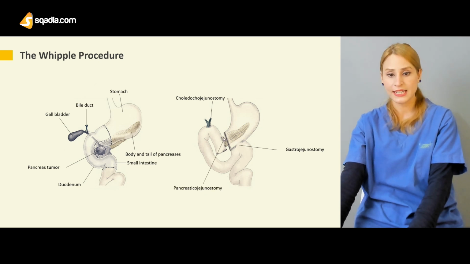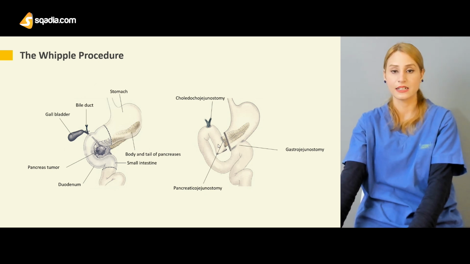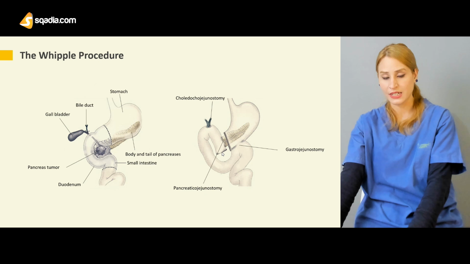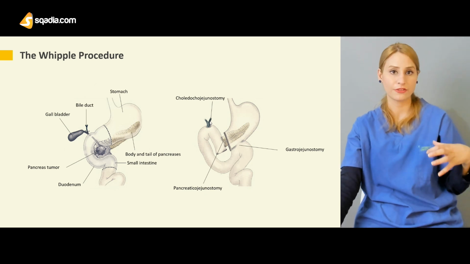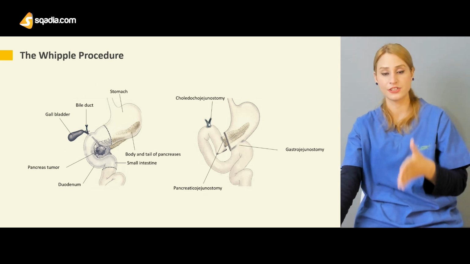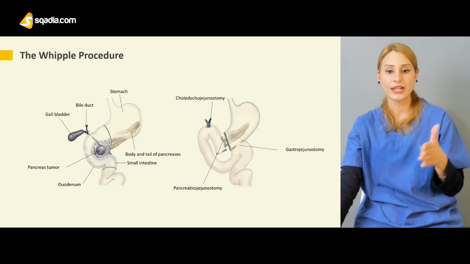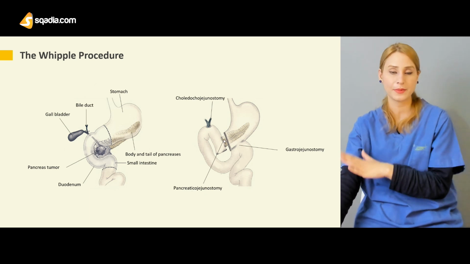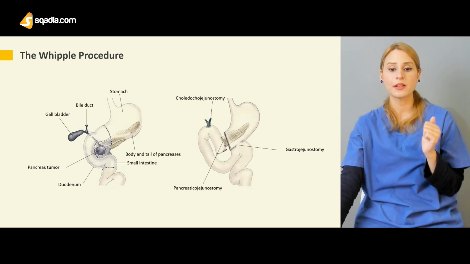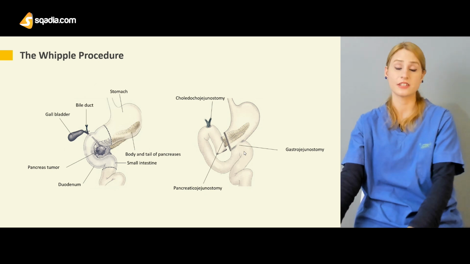So you are creating an anastomosis between the pancreas and the jejunum, and this loop is being closed, but the other loop is functional. This is actually the choledochojejunostomy, in which you're creating an anastomosis between the jejunum and the remaining part of the bile duct, and you're creating an anastomosis between the remaining part of the pancreas, like the body and the tail of the pancreas, and the jejunum as well. And you're also doing the gastrojejunostomy.